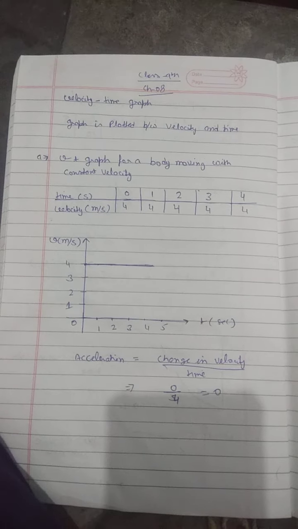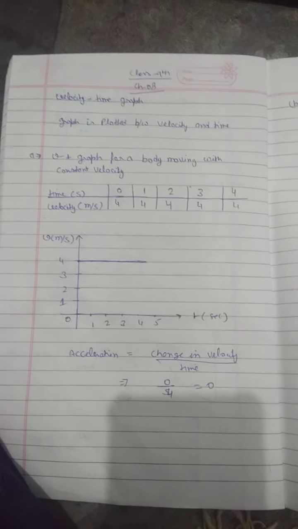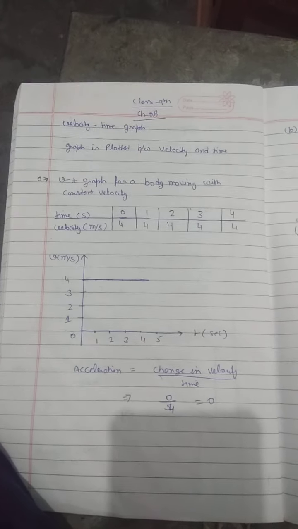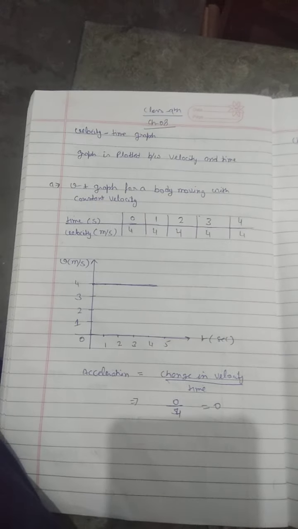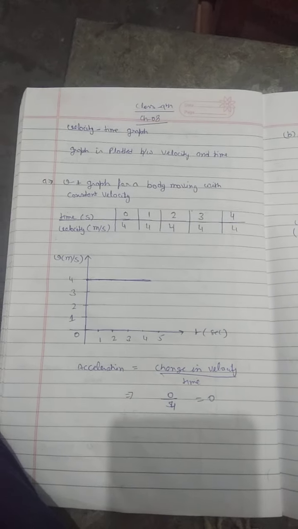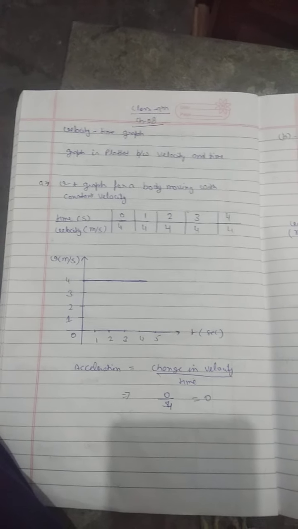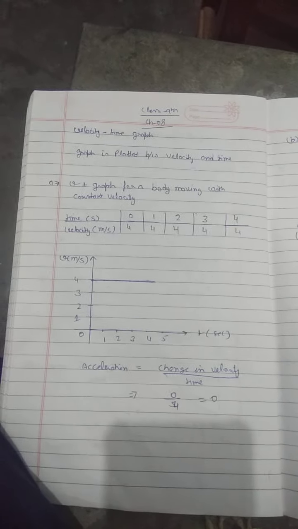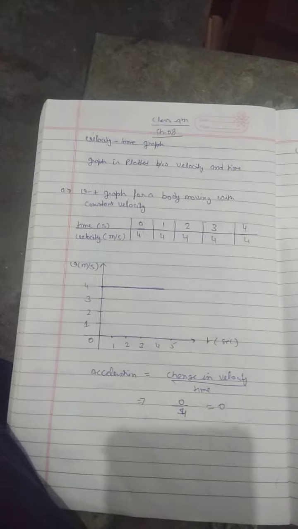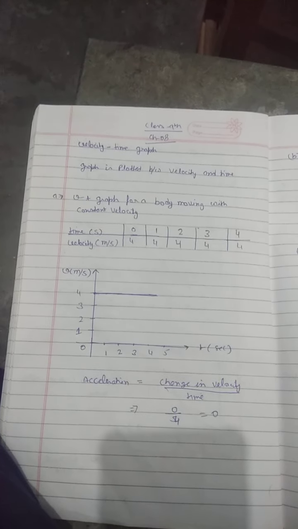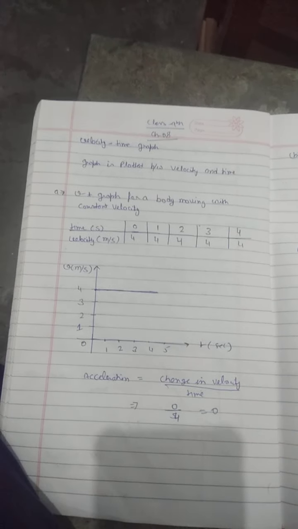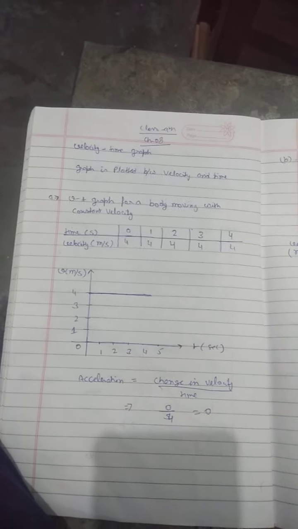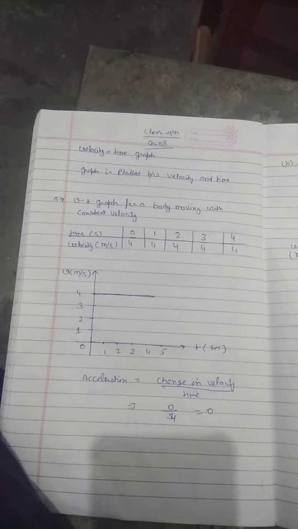Today we will discuss the velocity time graph. In the last video, we discussed the distance time graph. The velocity time graph is the graph plotted between the velocity of the object and the time taken to complete the journey. This graph indicates two important things. First, the slope of this graph gives the acceleration of the body, and second, the area under this graph gives the displacement of the body.